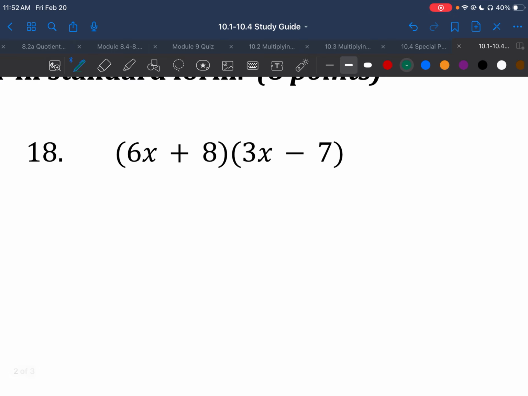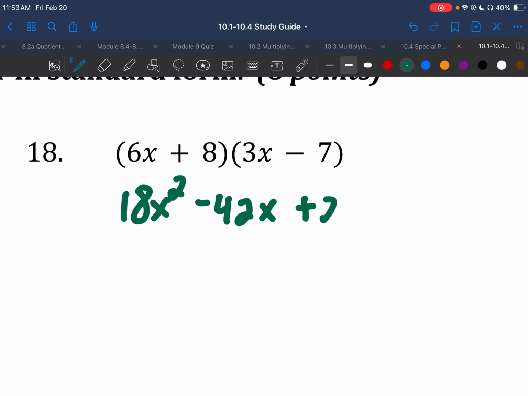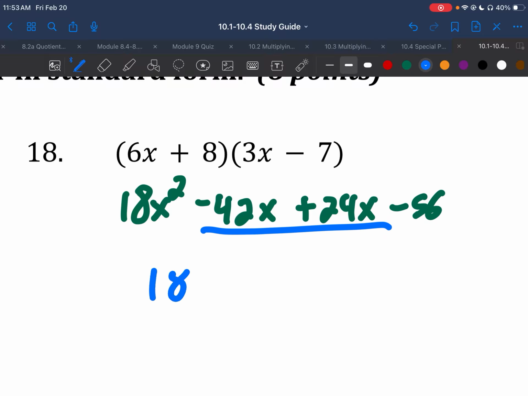18. We've got 18x squared minus 42x plus 24x minus 56. Combine like terms in the middle, 18x squared minus 18x minus 56.